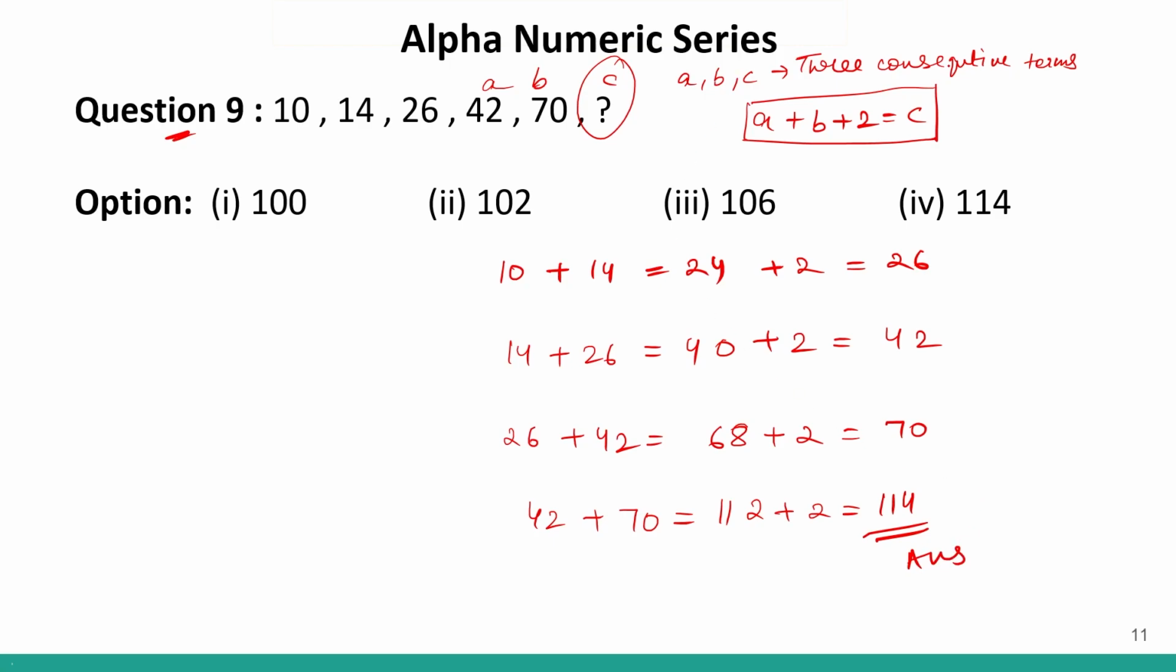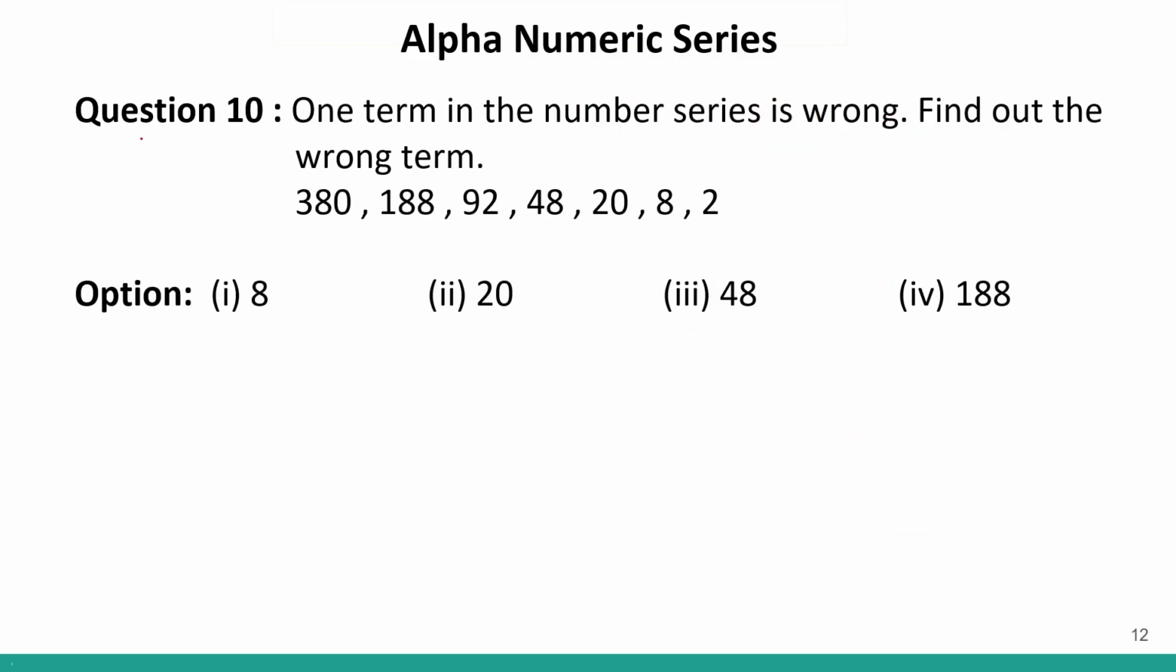So A, B, C are basically 3 consecutive terms in the series. It could be any terms, any 3 consecutive terms. Any 3 consecutive terms in this series are following this logic, which is A plus B plus 2 equals C. So based on that logic, we have found the answer to be 114. Clear? Moving on to question number 10.